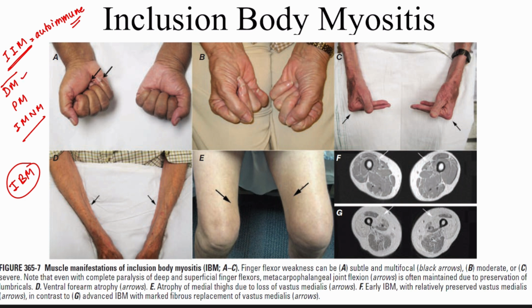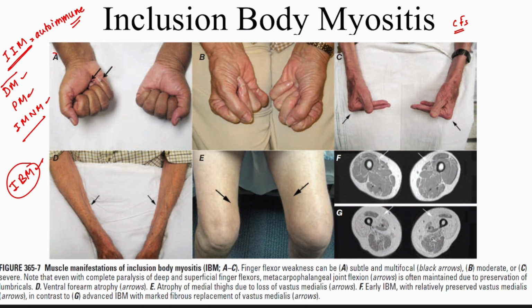These all are autoimmune in nature. IBM is also autoimmune in nature, but there are a few differences between the other myositis and inclusion body myositis that we will be discussing in the coming slides. As far as clinical features are concerned, see these images, they show the different clinical features, abnormalities or weaknesses of proximal and distal muscles. Let us see them one by one.